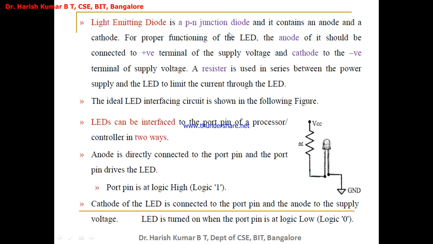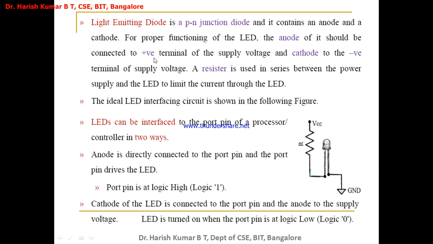Now it is a PN junction diode. It contains an anode and a cathode. So you can see the diagram here. One is the anode, the larger one is the anode, and the smaller one is the cathode. It is a PN junction diode which has two terminals, one is the anode and the other one is the cathode. How to distinguish anode and cathode? The larger terminal is the anode and the shorter terminal is the cathode.